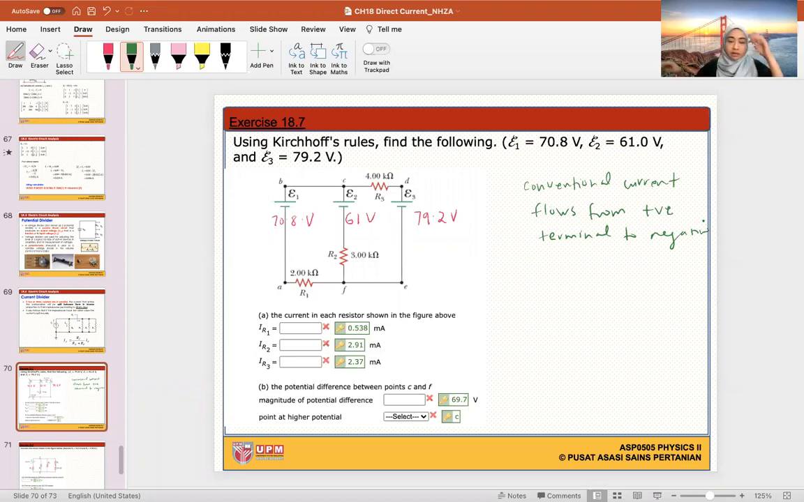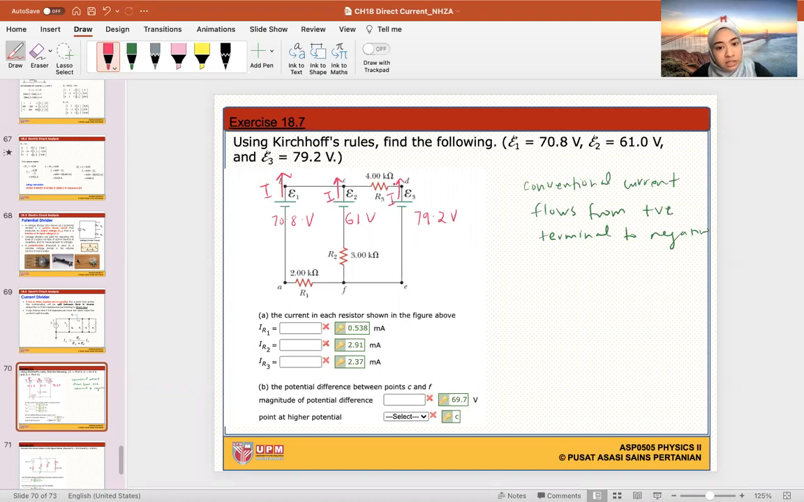Okay, so conventional current flows, I'm telling it to you guys, from the positive terminal of the battery to the negative. So here, your current will always flow, conventional current, from here, positive.